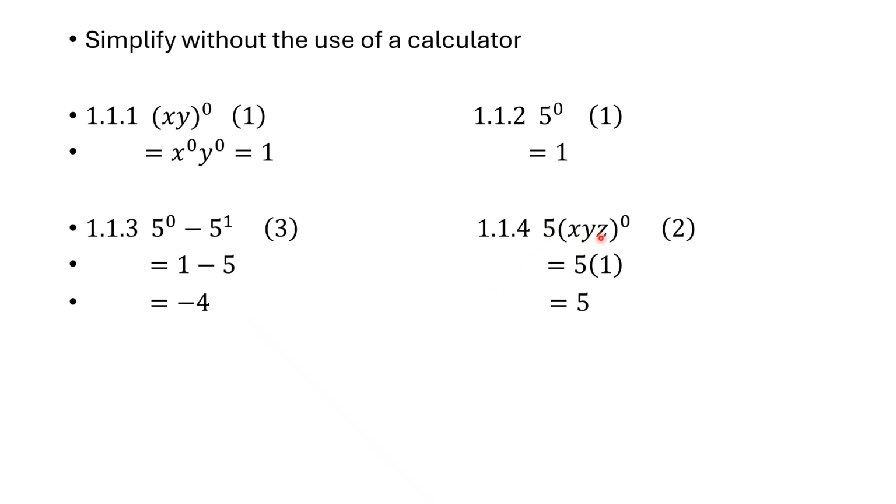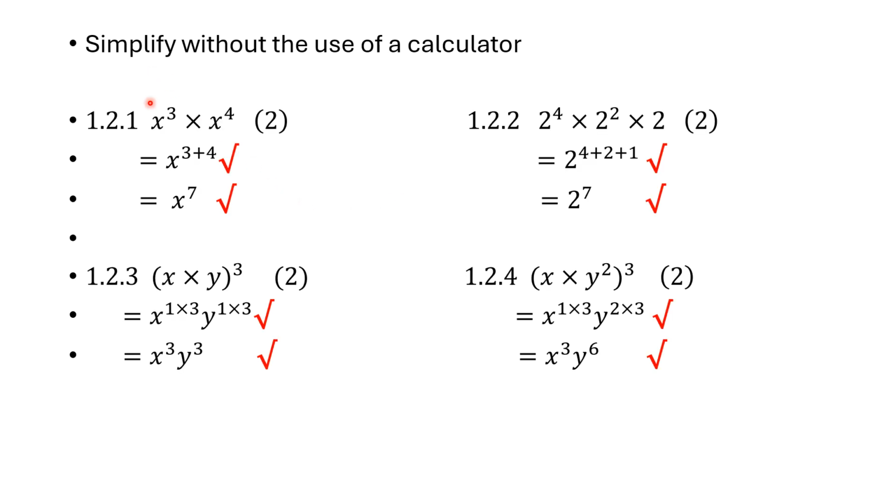Here, x, y, z to the power 0, anything to the power 0 becomes 1. So therefore that becomes 5 times 1, 1 mark. And 5 times 1 then gives me 5, second mark, right? Now let's look at the second set of questions.